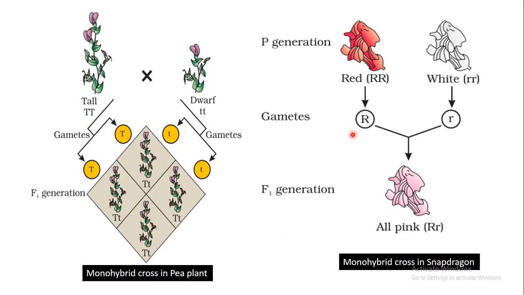Whereas in our incomplete dominance, if you look, it is completely different, an exception. So what happened here? In the parent generation, take the snapdragon flower: red flower which is the dominant phenotype, capital R, that is the genotype. And white flower is recessive, small r, and their gametes are capital R and small r. So in the F1 generation, everything is pink.